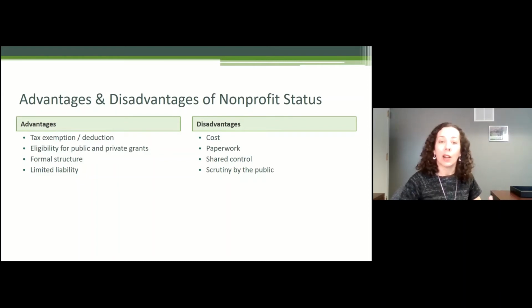Well, there are some advantages, which I'm sure many of you are aware of. The first one, biggest one, is tax exemption. Organizations that qualify as public charities under Internal Revenue Code 501(c)(3) are eligible for federal exemption from payment of corporate income tax. So that's huge. That's a great advantage as a nonprofit.